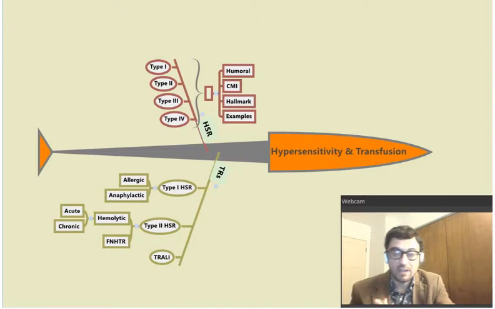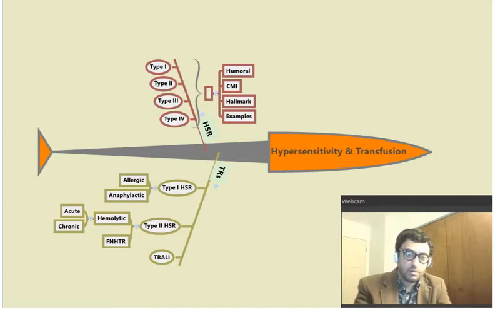Then the question is, how do we distinguish between the acute versus chronic forms of hemolytic transfusion reaction? By definition, the acute form is the one in which preformed antibodies are already present in the blood. For example, in ABO mismatch, we already have IgM against the donor's blood group. But in the chronic hemolytic transfusion reaction, the patient is pre-sensitized, but there are no preformed antibodies yet in his or her blood.